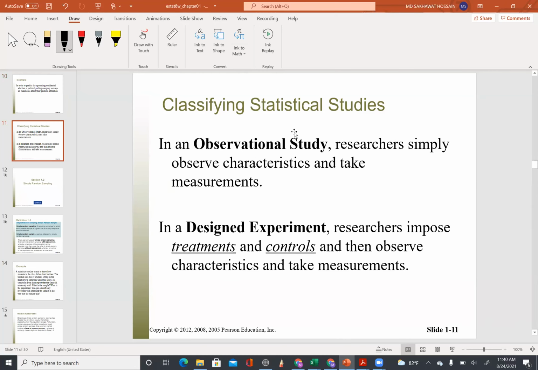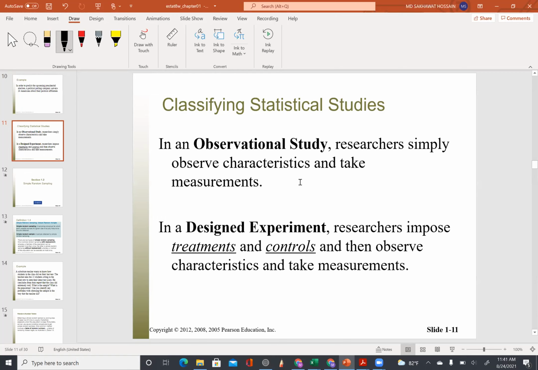Classifying statistical studies. We can classify statistical studies into 2 different types. The first one is observational study, and the second one is designed experiment. So what is an observational study? These are two different ways of gathering data or gathering information. One is observational study, the other one is designed experiment.